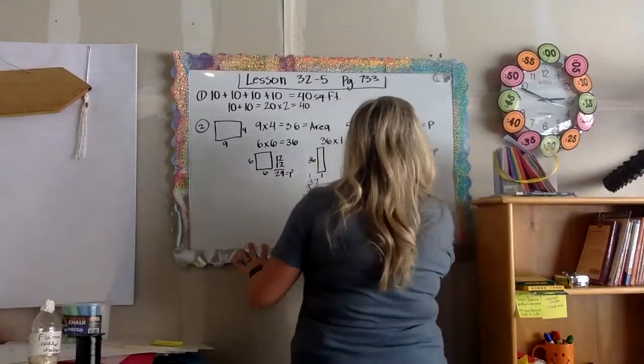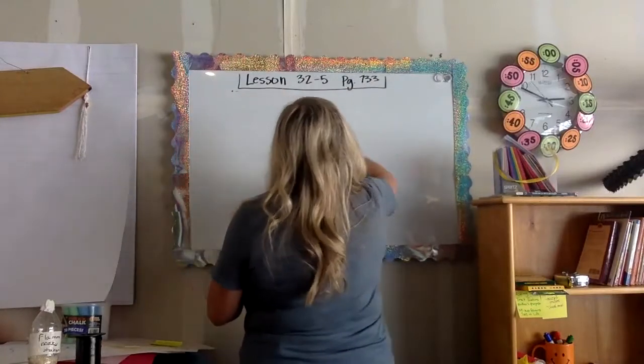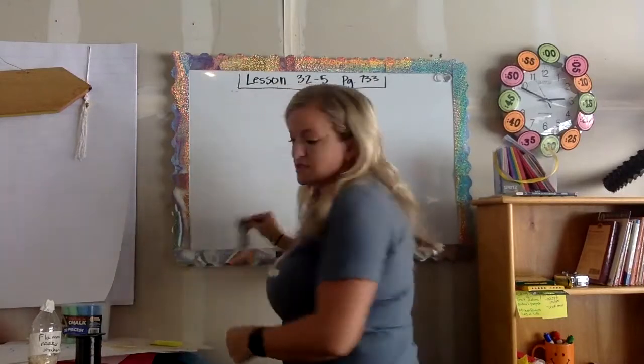Number 3 has a funky shape, and this is just reviewing that all of the sides of your shape, we're going to add up and equal the perimeter. So this is a funky shape.